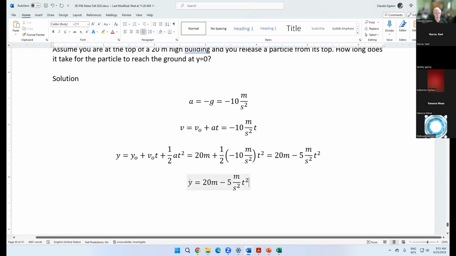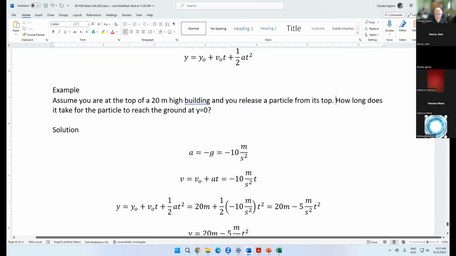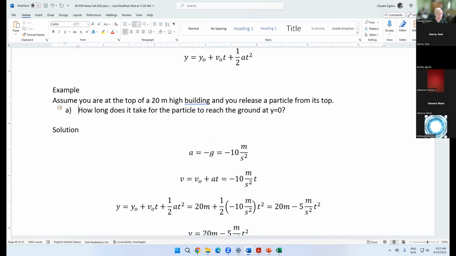So what do we have to do? We have to make y equal to 0 here. Right? So here we go. Y equal to 0, we solve for t. That's what the problem is asking. So I'm going to put it like that. A. How long does it take for the particle to reach the ground? Solution, item A.